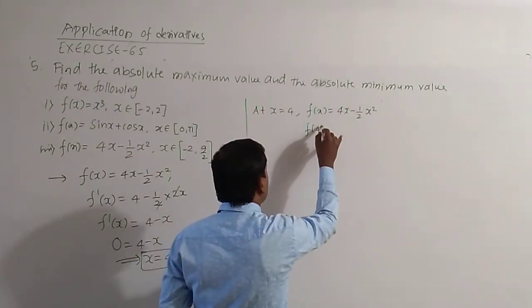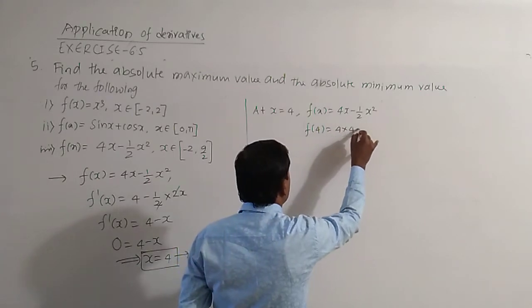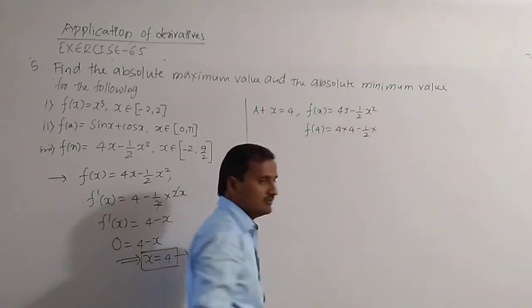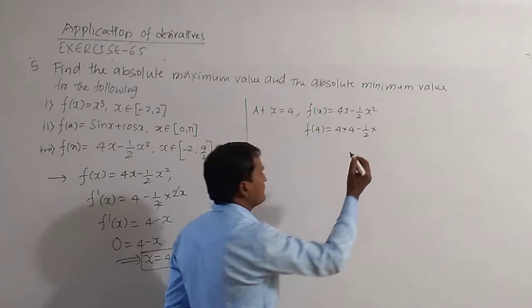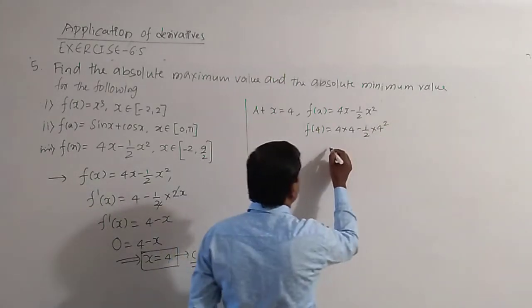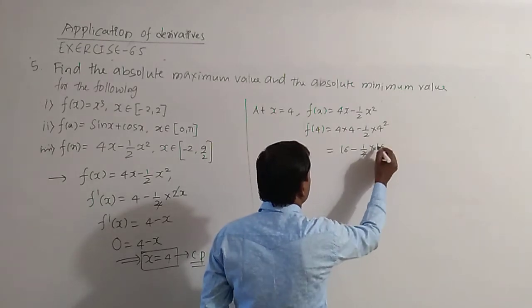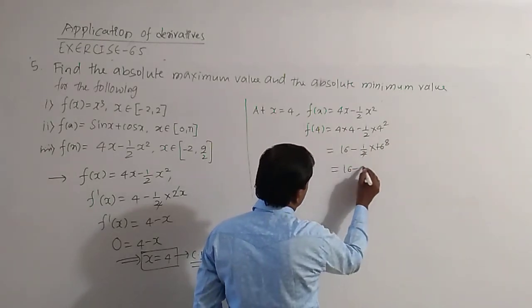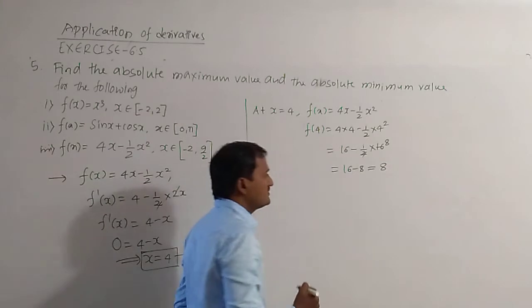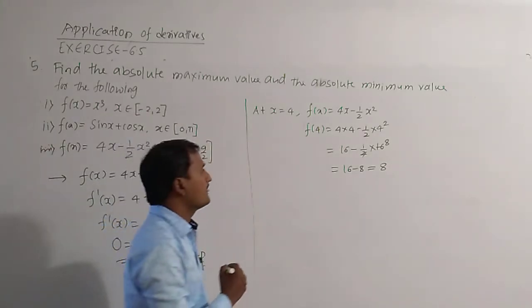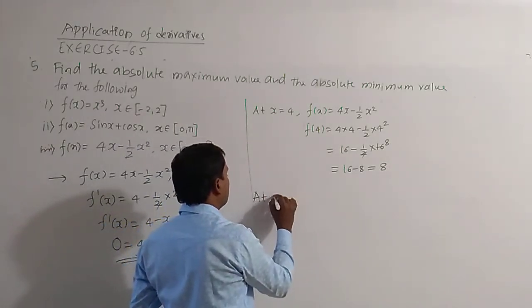So f of 4, so 4 into 4 minus 1 by 2 into, so what is the value of x? x square. x square means 4 square, so clearly here we are getting 4 into 4 minus 1 by 2 into 16. 2 1s are 2, 8s are 16, so 16 minus 8, so therefore your answer is 8. Okay, right.